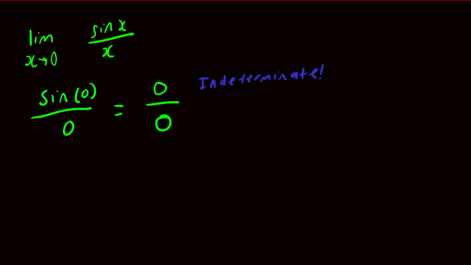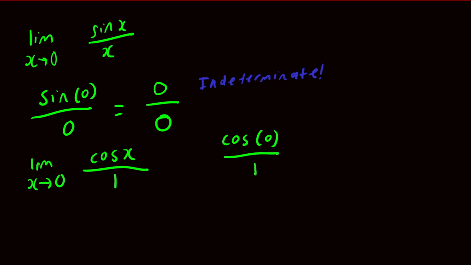So we use our same limit as x goes to 0. The derivative of sine x is just cosine x, and the derivative of x is just 1. So now we can plug it in. So cosine of 0 over 1, what does that give us? Well, that just gives us 1. And this is the answer.